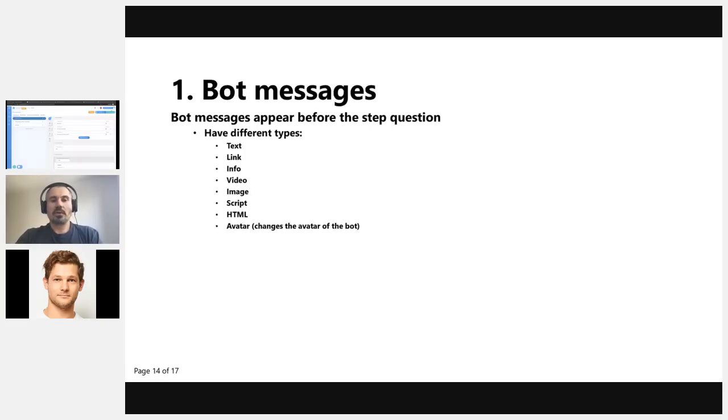So they can have different types, which is text, link, info, message, video, image, script for advanced use, HTML, and avatar. So that will change the avatar of your bot on the fly. Here you can select those types, and accordingly it will change the edit section of it according to the type.